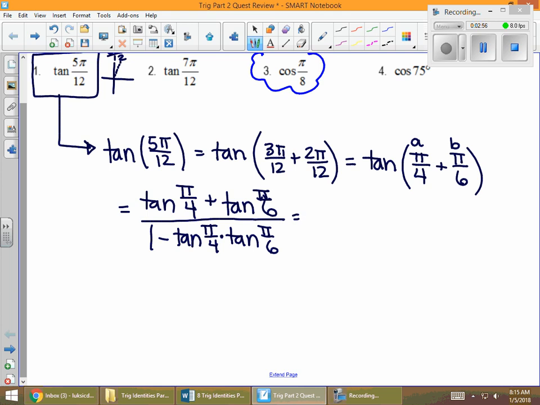Tan at pi over 4 is 1, and tan at pi over 6 is radical 3 over 3. In the bottom I have 1 minus. Tan at pi over 4 again is 1, and tan at pi over 6 is radical 3 over 3. Those values are really important to get right. You cannot get the rest of this problem right if you get those wrong.